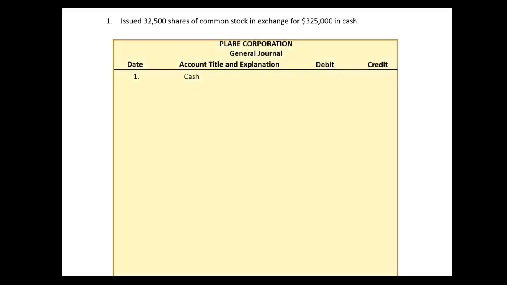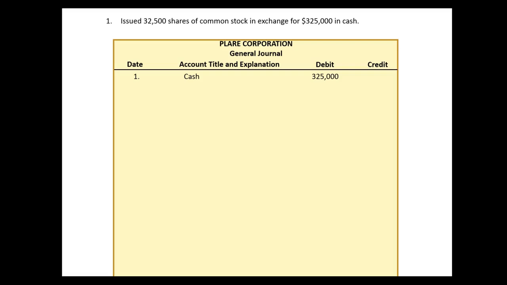If we issued 32,500 shares of common stock in exchange for $325,000 in cash, we are going to show a debit to cash of $325,000 because assets are debited when they are increased. Remember, assets on the left-hand side of the equation are increased by a debit.